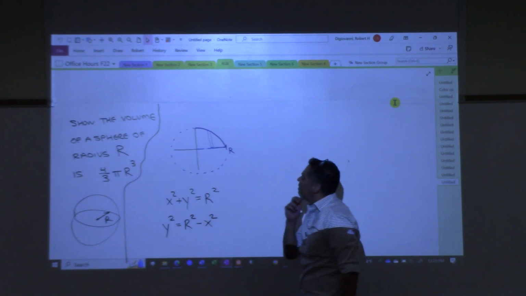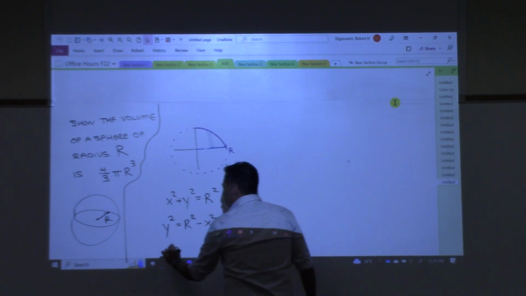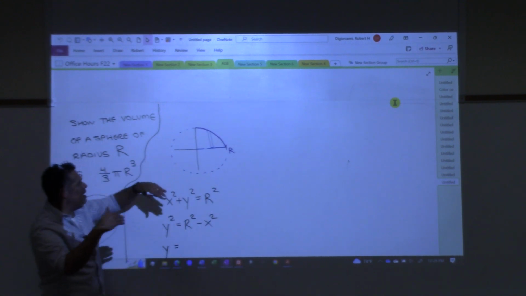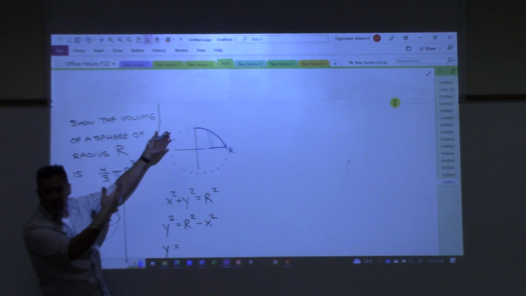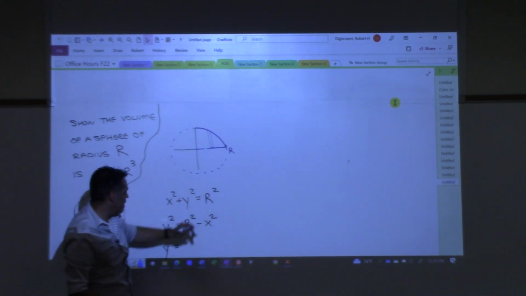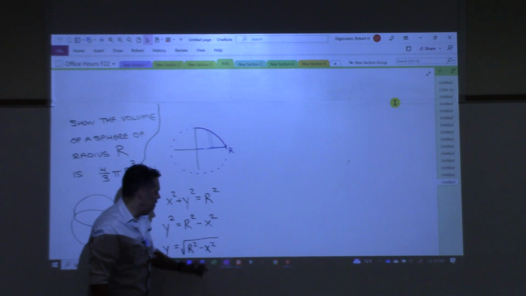Subtract x squared on both sides. And then I would have to take the square root. And this is where we run into a problem, because when we do a square root, we have to do plus or minus, don't we? But I'm only going to be looking at the top half of this. The top half is drawn with the positive answer. The bottom half is drawn with the negative. So I'm only going to be looking at the top half, the square root of r squared minus x squared. Like that, right?